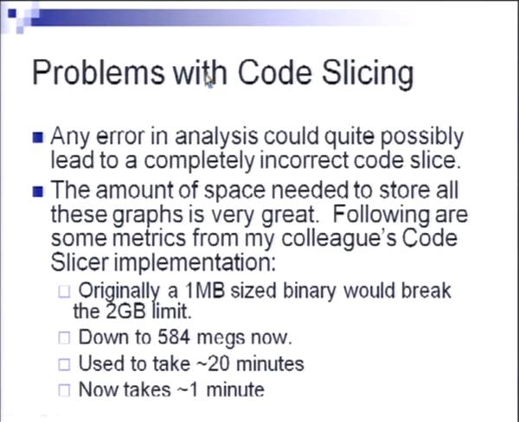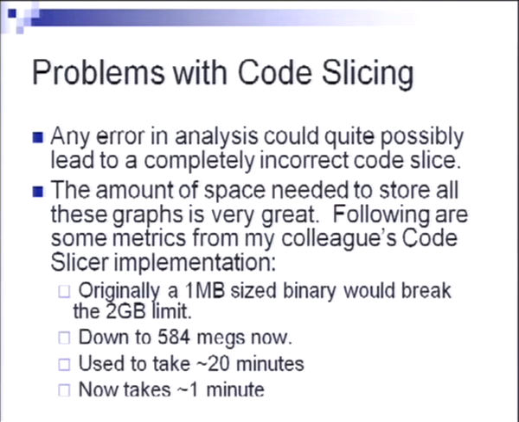There are problems with code slicing, and there are lots of them, as I've already talked about. Any error in analysis could quite possibly lead to a completely incorrect code slice. Say you're missing an edge that goes to somewhere important that has like 15 edges in it, then you aren't going to get any of that information, and that's pretty much useless at that point. And the amount of space needed to store it is very great.